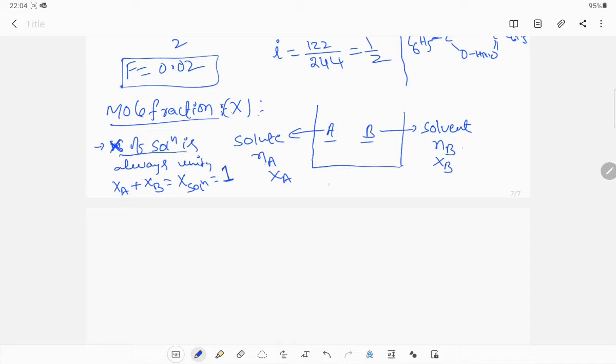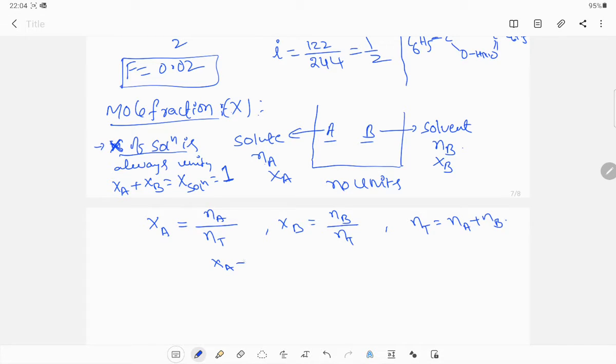Why? Because it is a fraction. It has no units. Now come here, I am constructing the formula. Mole fraction of A is nothing but moles of A divided by total moles in a solution. Mole fraction of B means moles of B divided by total moles of solution. Here total moles equal to, how many components are there? Two components are there, that is Na plus Nb.